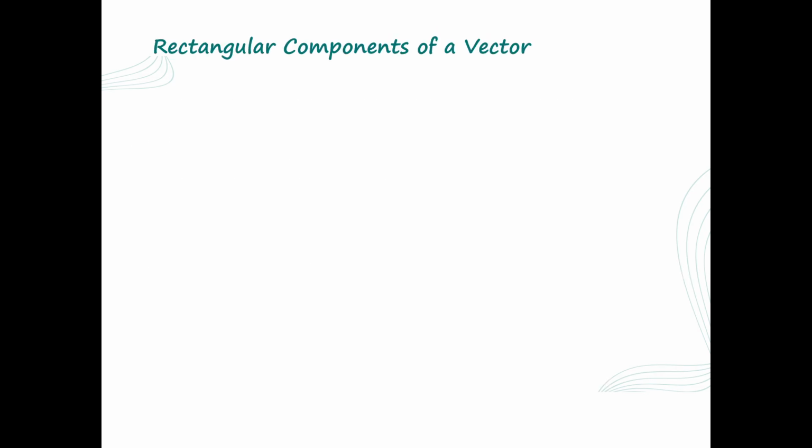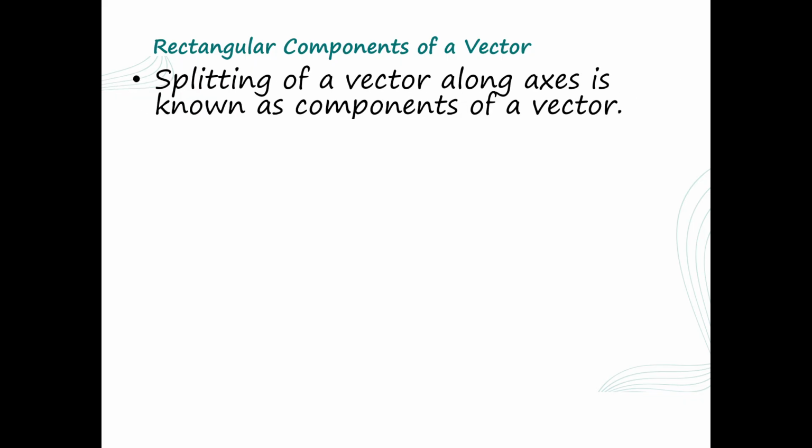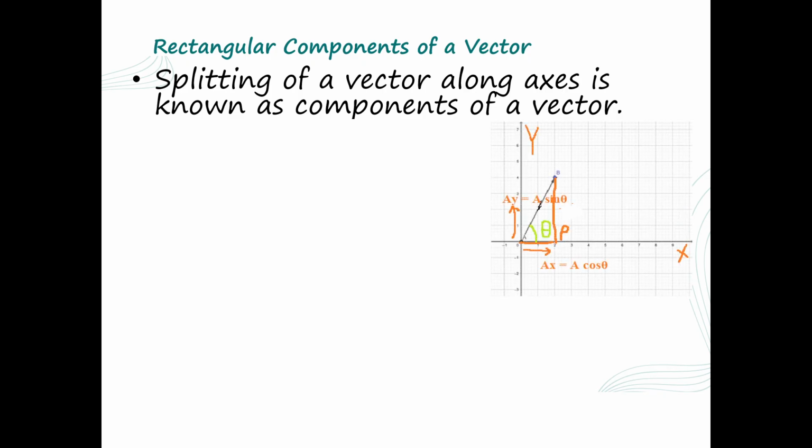Now the rectangular components of a vector. Splitting of a vector along axis is known as components of a vector. In the given graph, OB is represented by vector A, making angle theta with x-axis. We can resolve this vector A along x-axis and y-axis.